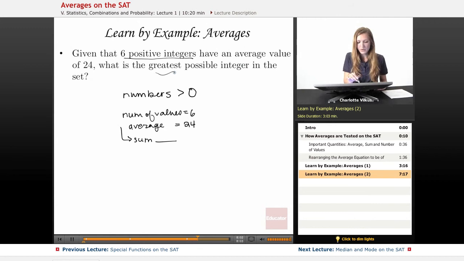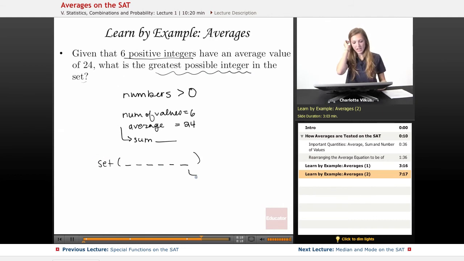Now what I'm looking for is the greatest possible integer in the set. So I basically have a set of these integers, and there's 6 of them, 1, 2, 3, 4, 5, 6, and I want to know what the greatest number I could have in there is. So I know that this set is all going to sum to a certain amount, which is going to be 6 times 24, which happens to equal 144.